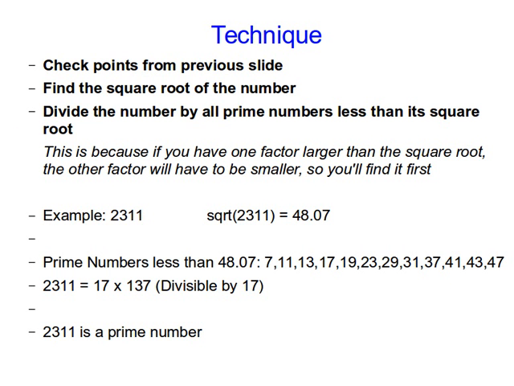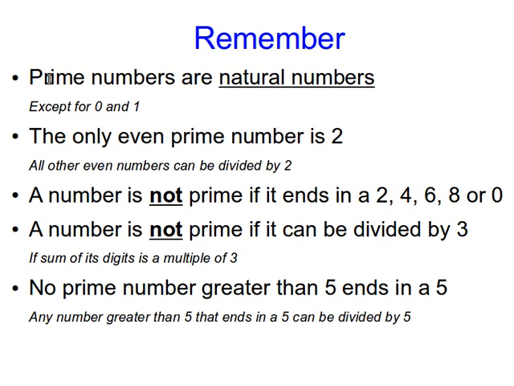We move on. So we have a technique now to check if a number is prime. We check the points from the previous slide, i.e. if it's not natural, then it's not prime, i.e. if it has a decimal point, or if it's a negative number or imaginary number, immediately it's not a prime number. If it ends in a 2, 4, 6, 8, or 0, then it's not prime. Always remember, by the way, 0 and 1 are not considered prime numbers. 0 and 1 are not prime. The only even prime number is 2. Any even number apart from 2 is not prime.